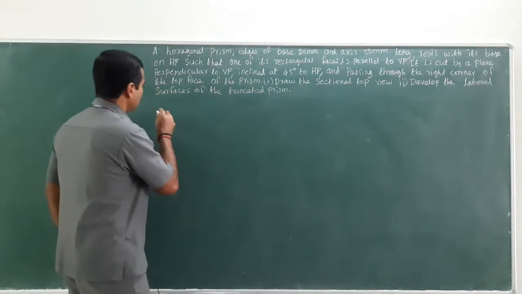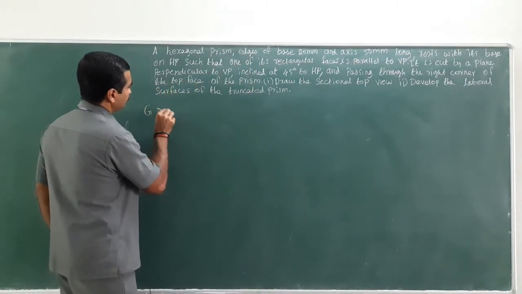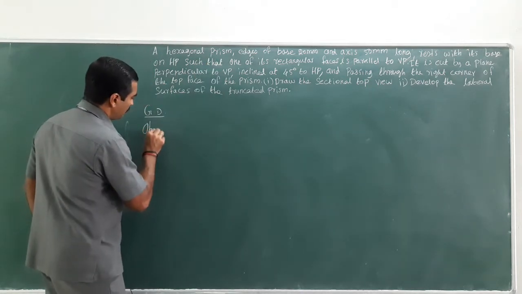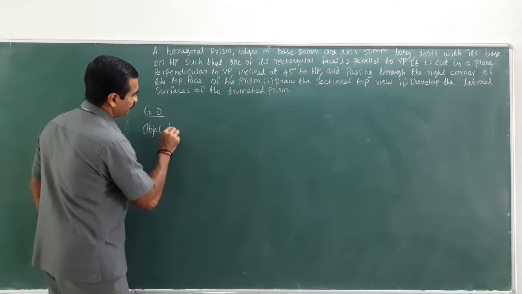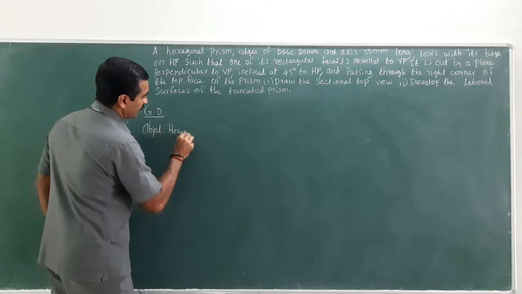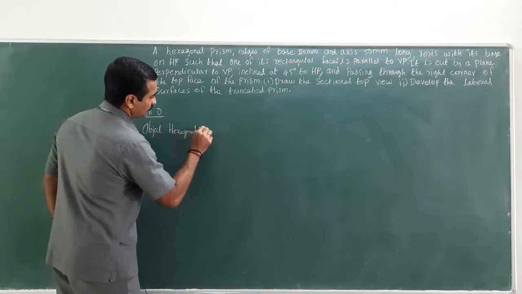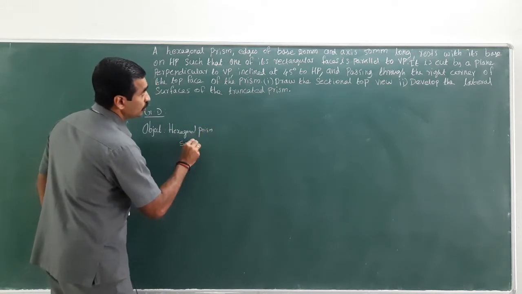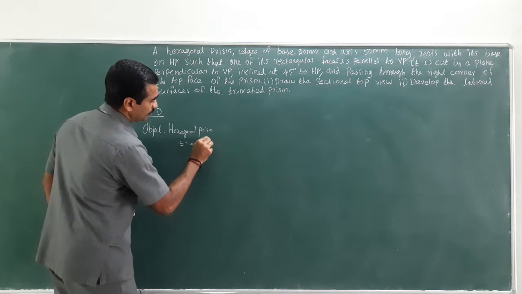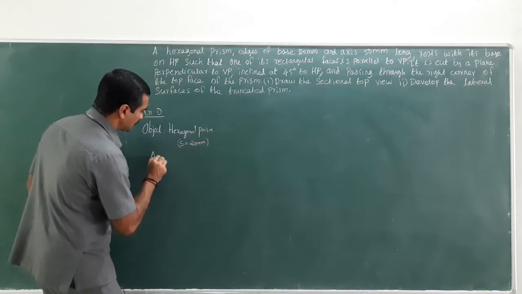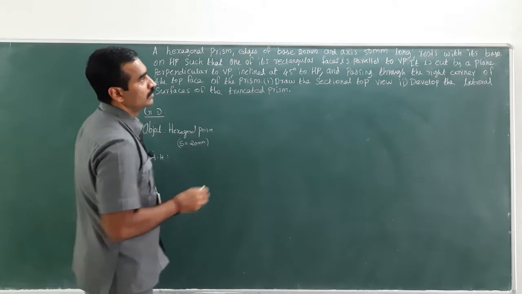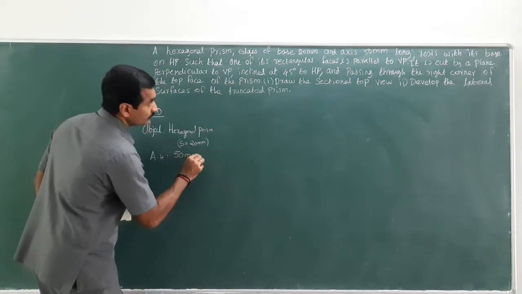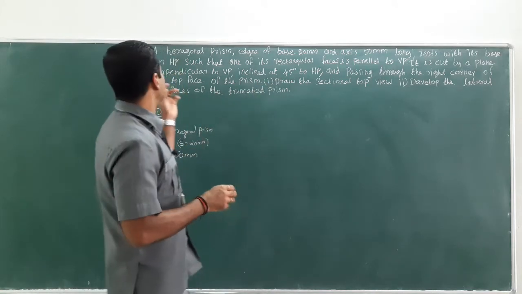So, given data, here the object is a hexagonal prism of side 20 mm, and the axis side 50 mm long, which is nothing but the axis side 50 mm. Rests with its base on HP.